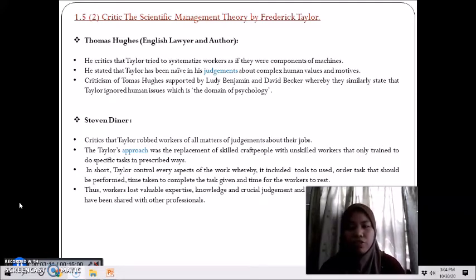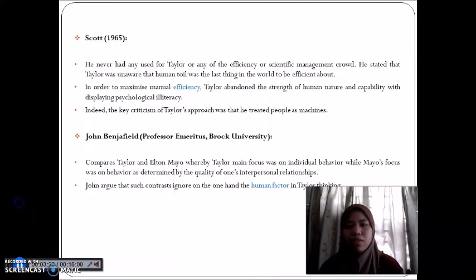In short, Taylor controlled every aspect of the work, including the tools to be used, the tasks that should be performed, the time taken to complete the task given, and the time for the workers to rest. Thus, workers lost valuable expertise, knowledge, and crucial judgment and decision-making skill that could have been shared with other professionals.